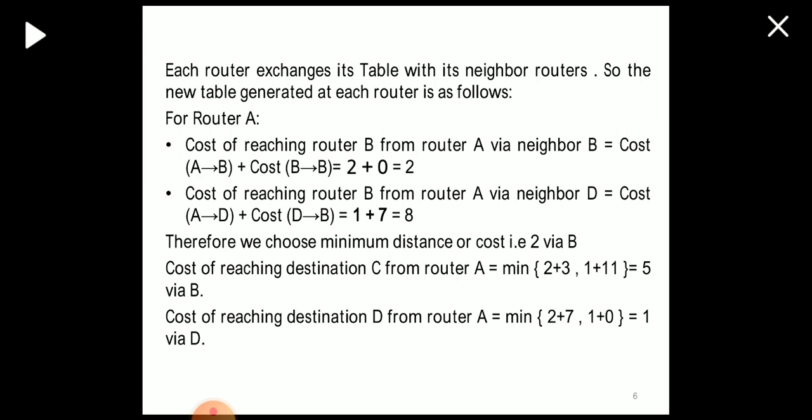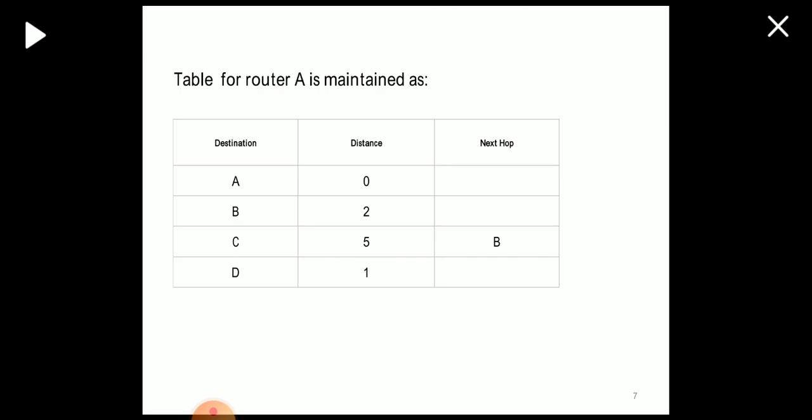Therefore, we consider 1, that is via D router. Now the table is maintained for router A: A2A is 0, A2B is 2, A2C is 5, and A2D is 1. We have a new path, that is the minimum distance path from A to C. A to C is 5 via the next router, that is B.